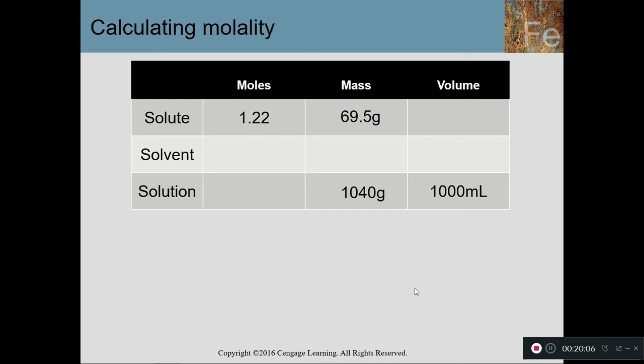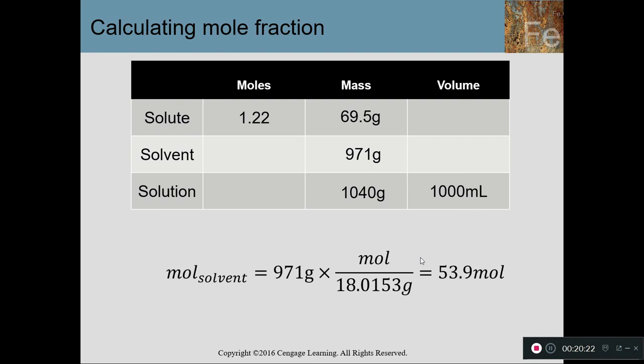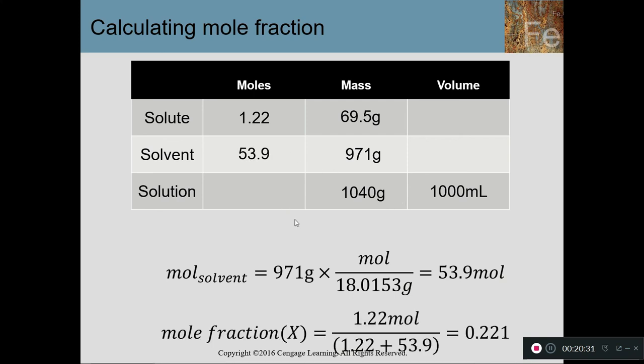Then next, you're going to go ahead and figure out the mass of the solvent by figuring out the difference to be able to determine the molality, moles of solvent divided by kilograms of solvent, and you get 1.26. And then finally, the last one is to get your mole fraction. Just like before, change your mass into moles, add these together, get the total moles, and get a mole fraction of 0.221.